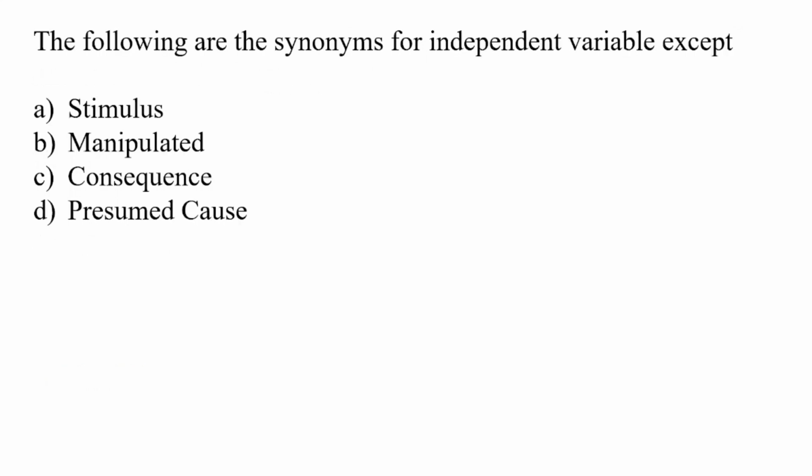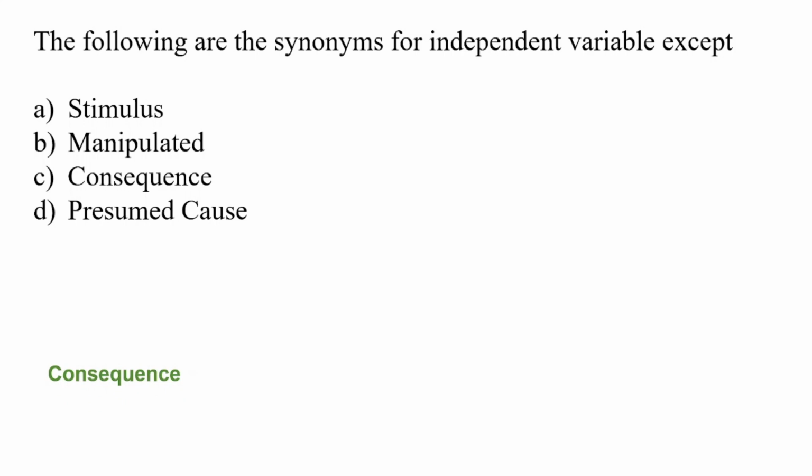Next question: the following are the synonyms for independent variable except. This is a little bit tricky. Manipulated. Okay, except, like you have to choose the odd one out. Consequence seems to be something which is dependent on some other thing, because it's a consequence. Correct. Yeah, even I was thinking like this.